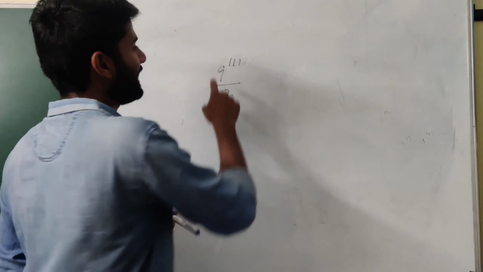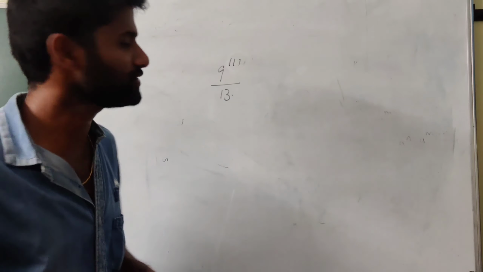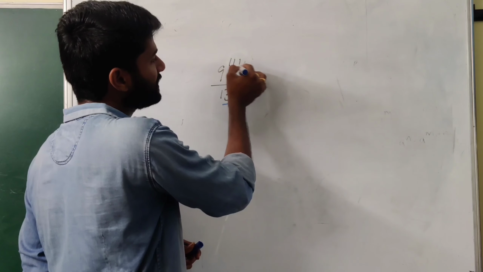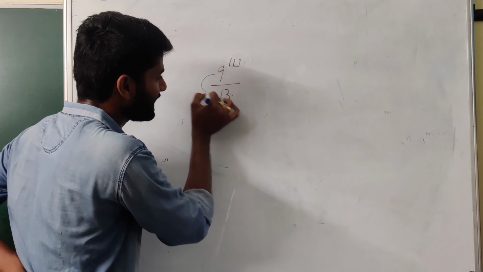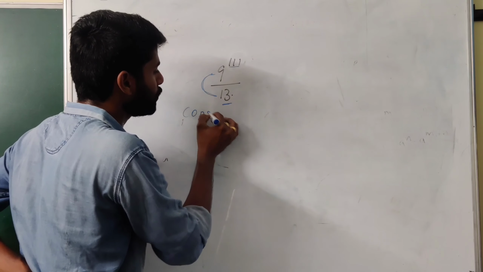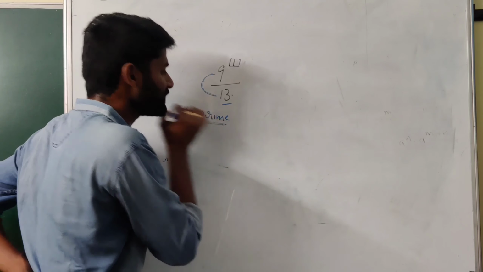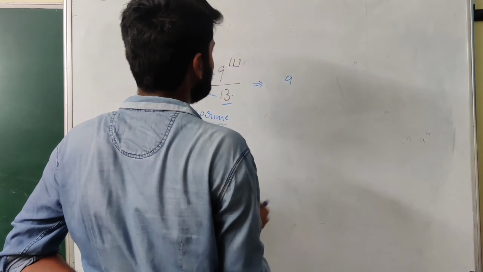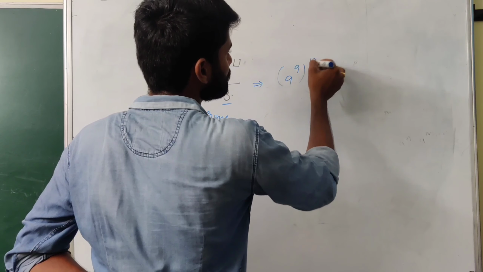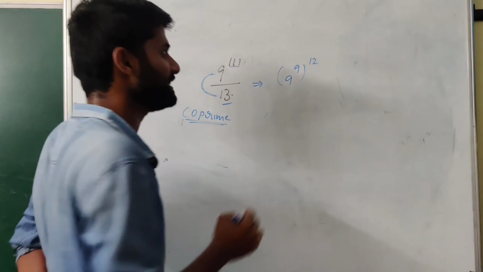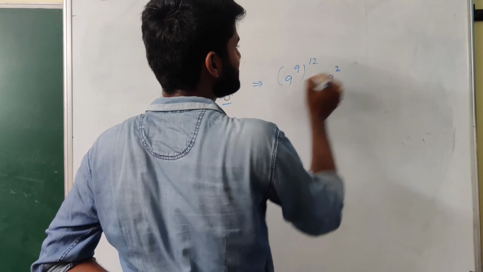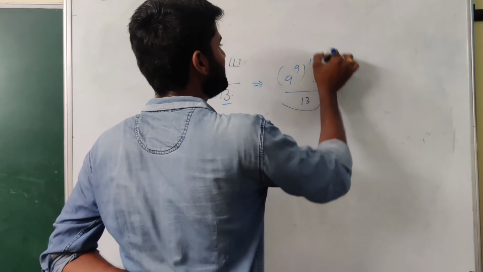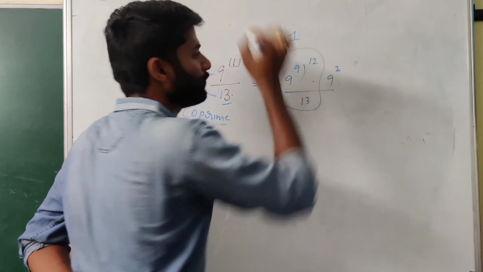Okay, let's see the question: 9 power 111 divided by 13. So just see the denominator. The denominator is equal to 13, and the numerator power value is 111. We already know that 9 and 13 are co-prime, so definitely you can apply Fermat's rule. See, can I write the power value as 9 power 9 whole power 12? 12 nines are 108. We are left with 3 as a power. So can I write this value as 9 cube divided by 13? According to Fermat's rule, the other part gives remainder 1.